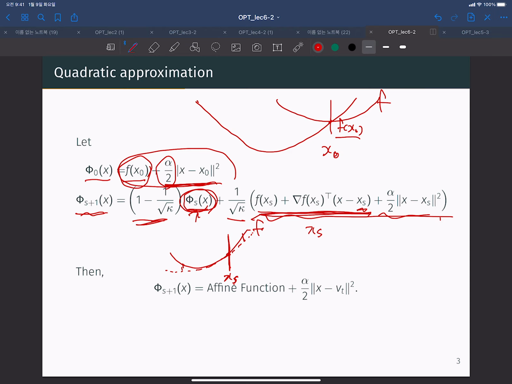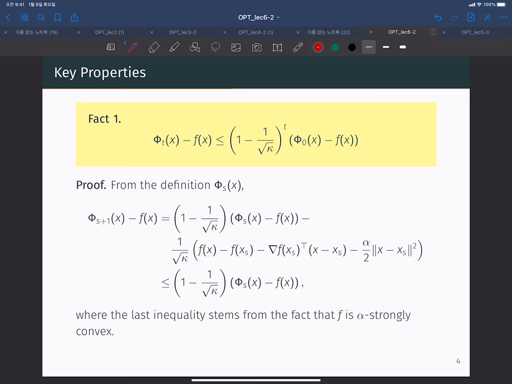So every Pi s plus 1 of x, for all s, is a fixed function plus alpha over 2 times the norm of x minus vt, squared, with some vt. We can very easily compute the vt, by the way. So now I will introduce two very important properties of the potential function Pi. Pi t(x) minus f(x) is always upper bounded by (1 minus 1 over square root kappa) to the power t times Pi 0(x) minus f(x).